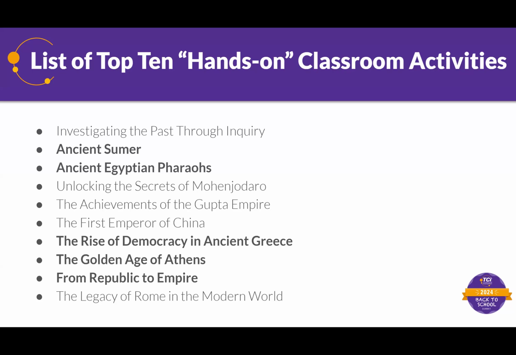It's so rich. There's a lot. These are the top 10. So if you can do the hands-on activity, that means the whole lesson from start to finish with these 10, your students will have an amazing year and they will leave with an incredible foundation for their future social studies learning. The first one, investigating the past through inquiry, in that lesson, really the kids get into that.